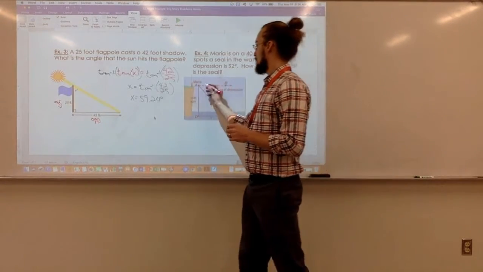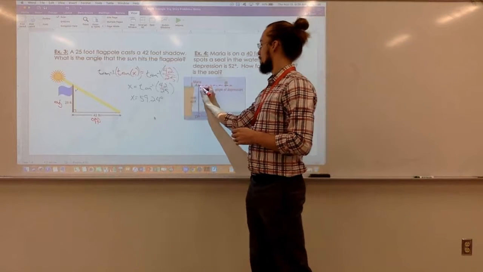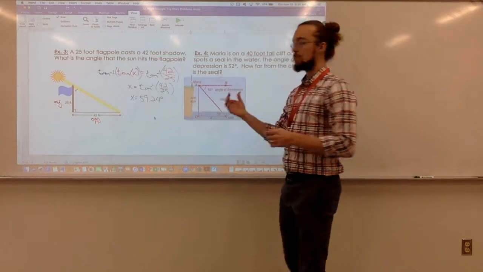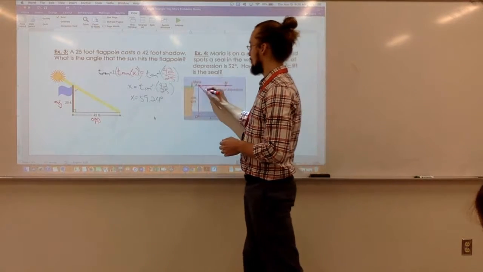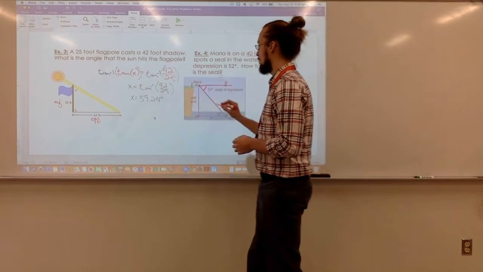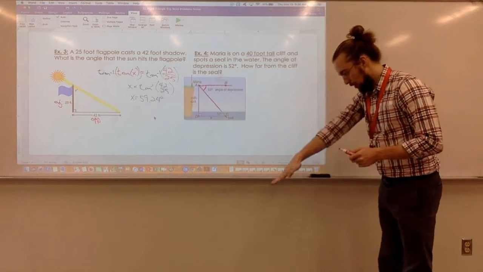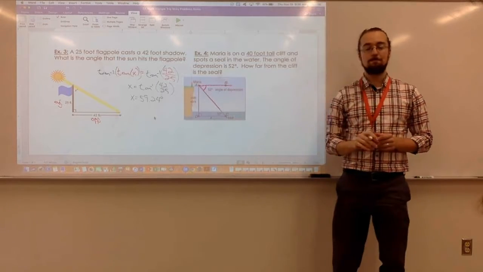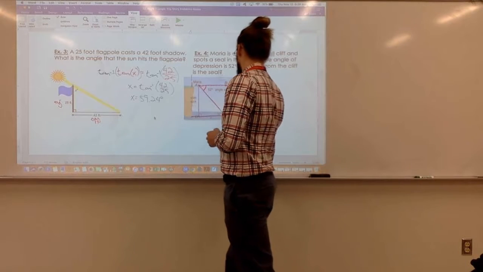Now, this is important, right? When I'm saying angle of depression, what I'm looking at is this angle here that's outside of my triangle. The angle of depression is this angle up here. That is my 52 degree angle. We're saying from here, looking down, right? So that is the 52 degree angle.